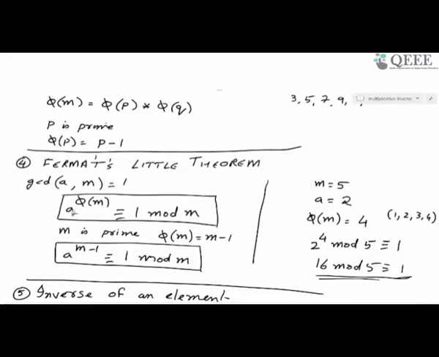And you try to apply Fermat's little theorem over here. You get 2 to the power of phi of m, that is 2 to the power of 4 mod 5, should be congruent to 1. So you can verify this: 2 to the power of 4 is 16, and 16 modulo 5 is 1, because when you divide 16 by 5, it would leave a remainder of 1.